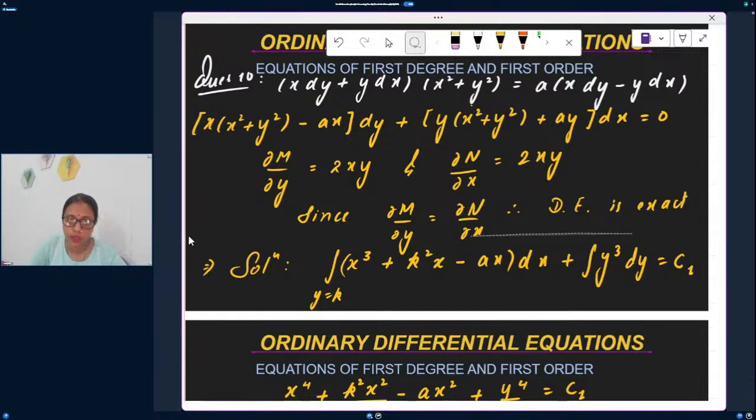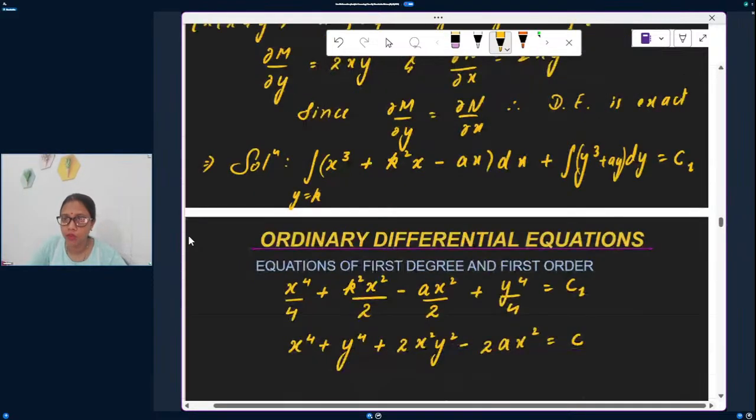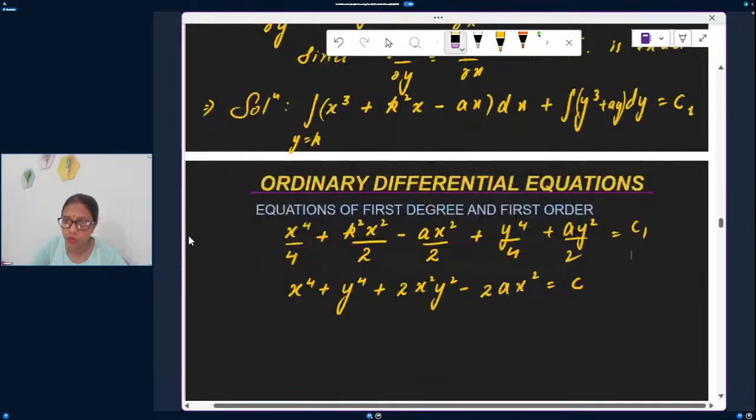Yes, that's correct. There is a last term also not containing x, so a y, which will be a y square by 2 equals c1. So I'll have plus 2a y square, okay, it's constant. That is your answer.